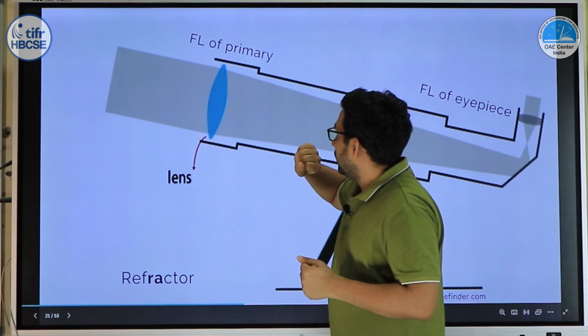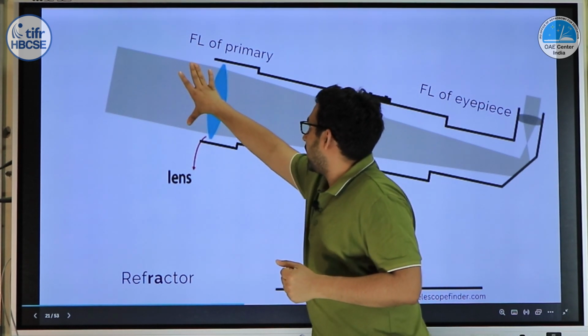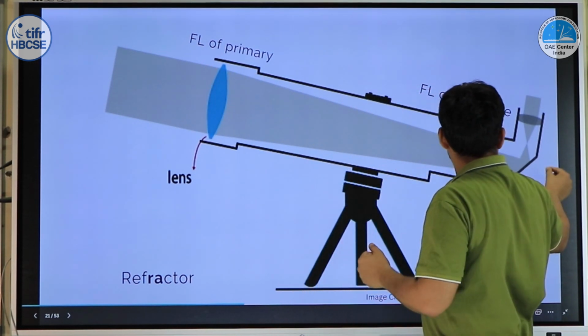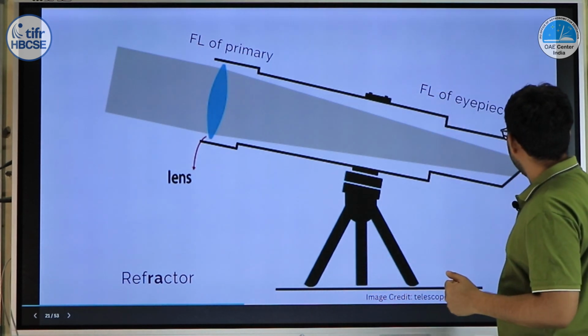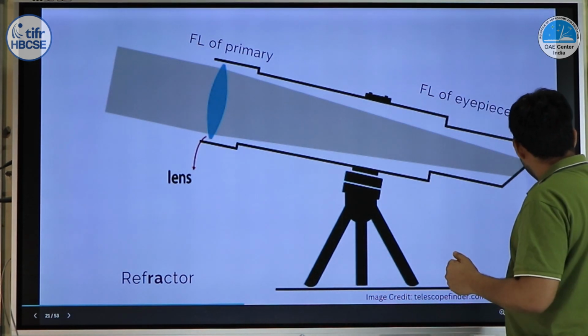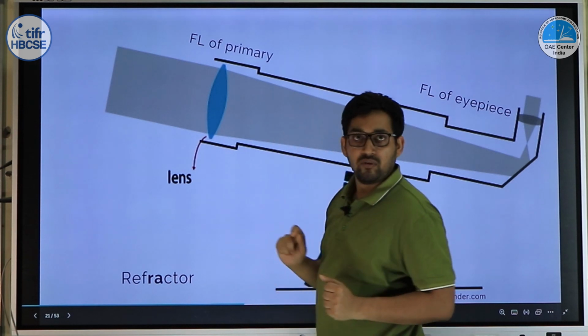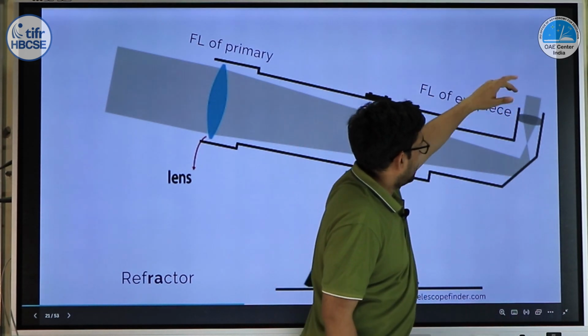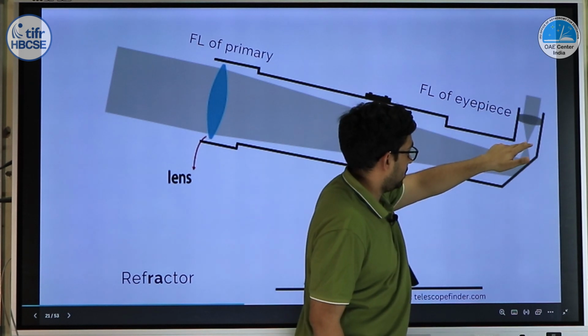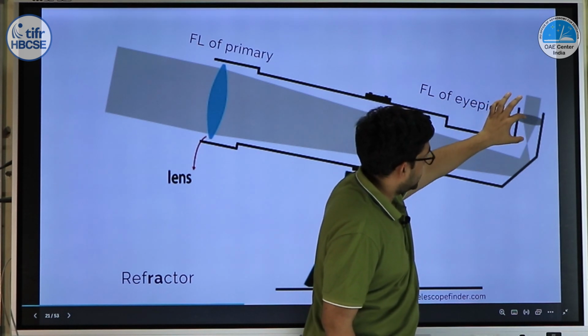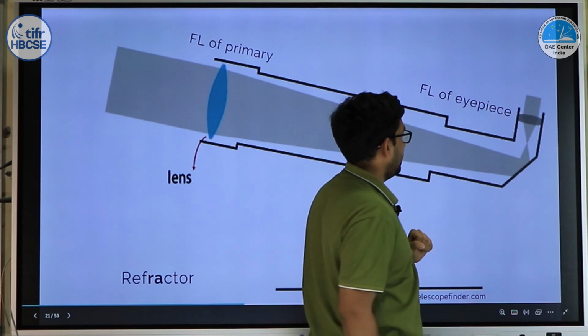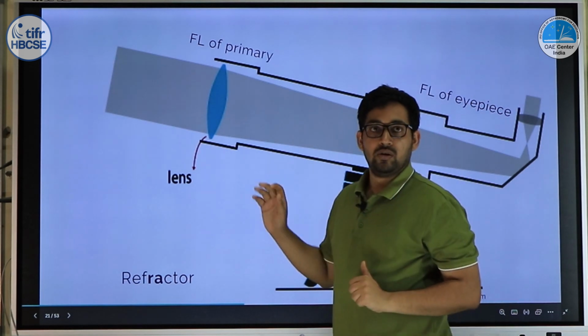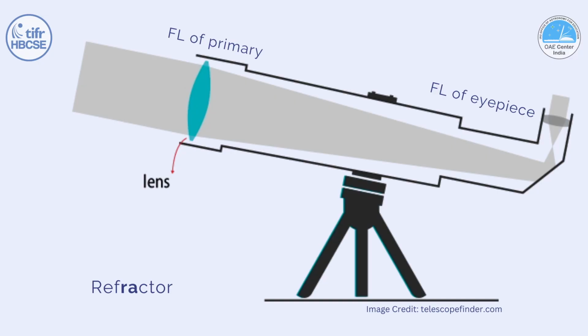So, if you have an objective lens, when parallel rays come they converge somewhere around here, although with a mirror they converge at a different point, but this entire length will be our focal length of the primary. Then the length from where the parallel rays converge to the eyepiece is our focal length of the eyepiece, and that governs the magnification of our reflecting telescope.